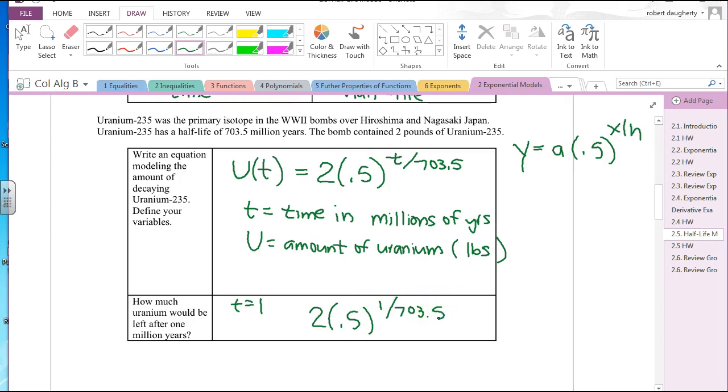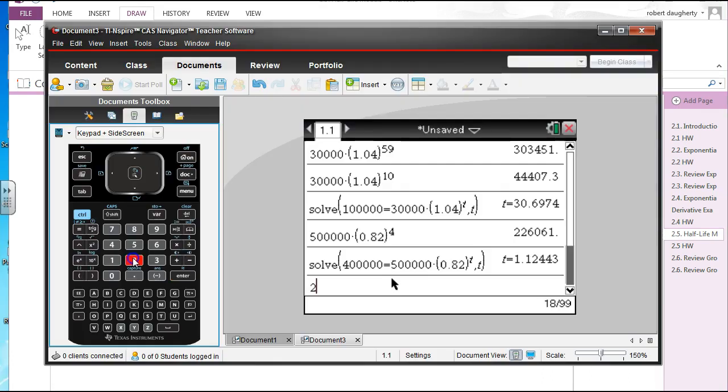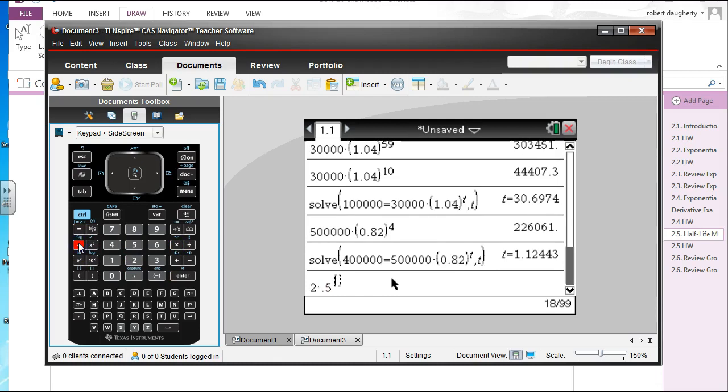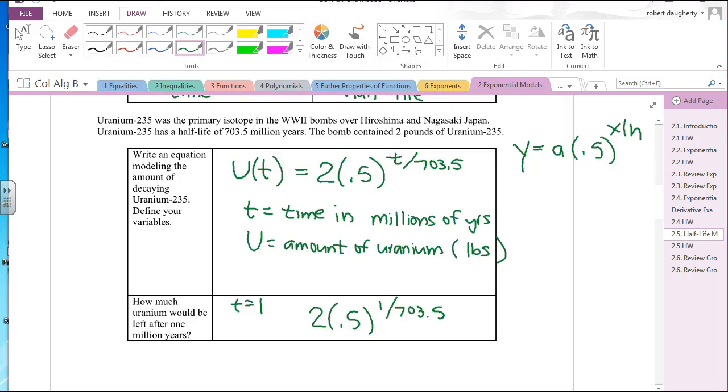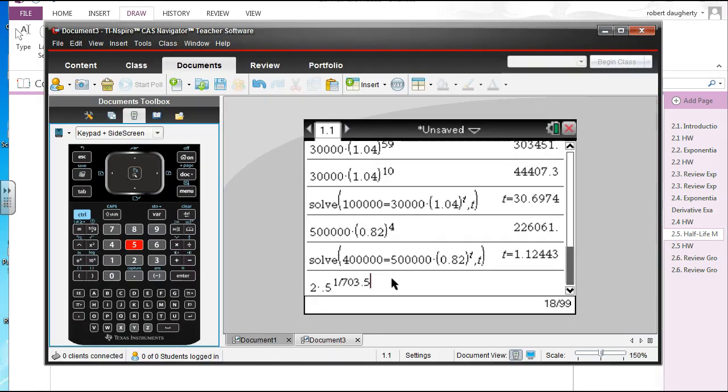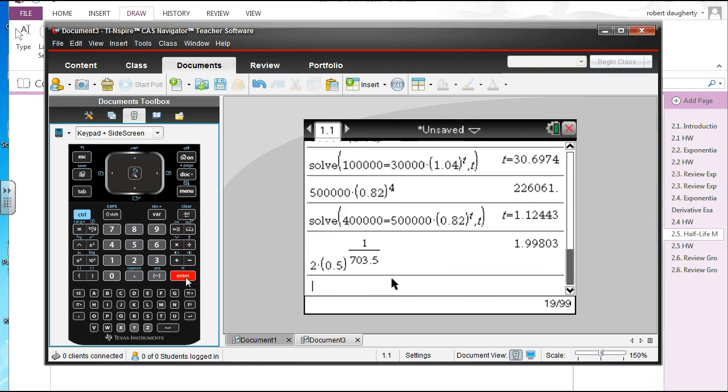Okay, so all I have to do is substitute t equal to 1. So 2 times 0.5, raise that to the 1 divided by 703.5. I don't have to figure out what is 1 over 703.5 and then raise it. I can put everything in just like you see in the formula. 2 times 0.5 raised to the 1 over 703.5, and that is what, 1.998.